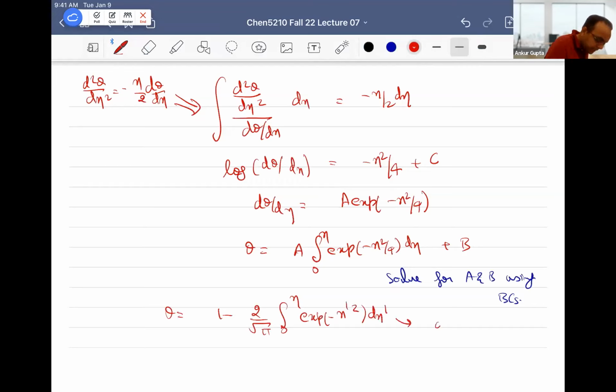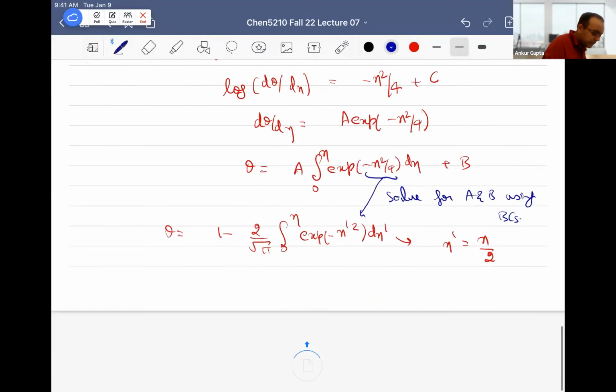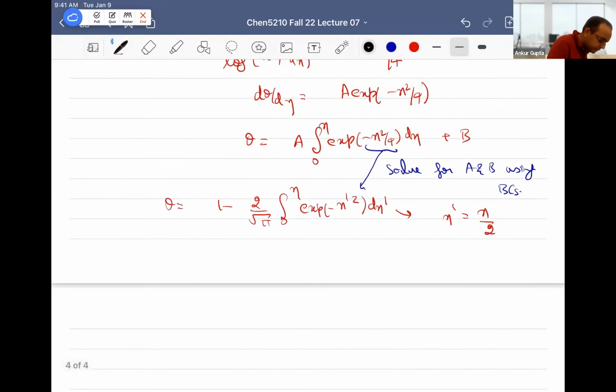This eta prime is actually eta by 2. That's not too difficult to see because there was an eta square by 4, so if you put eta prime square, that's just eta by 2 here. Essentially this is known as the complementary error function of eta prime, and this is known as the error function of eta. The complementary error function is 1 minus the error function.